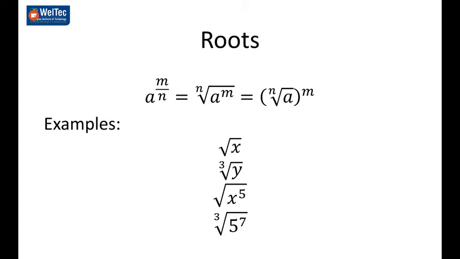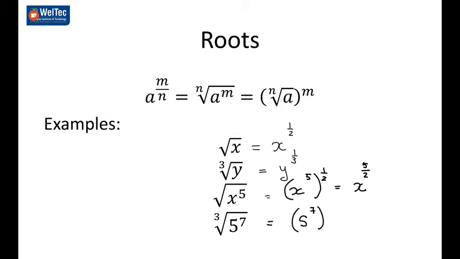So the first one, that's a straightforward x to the power of a half. The next one, again, is straightforward. It's just the cube root of y. The next one, similarly, rewrite it as x to the 5th to the power of a half, which is x to the power of 5 over 2. The last one, it's 5 to the power of 7 to the power of a third, which is, sorry, 5 to the power of 7 over 3.